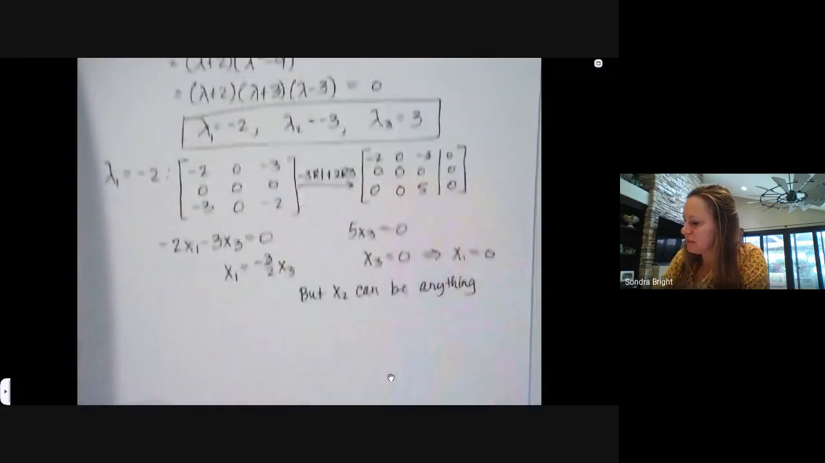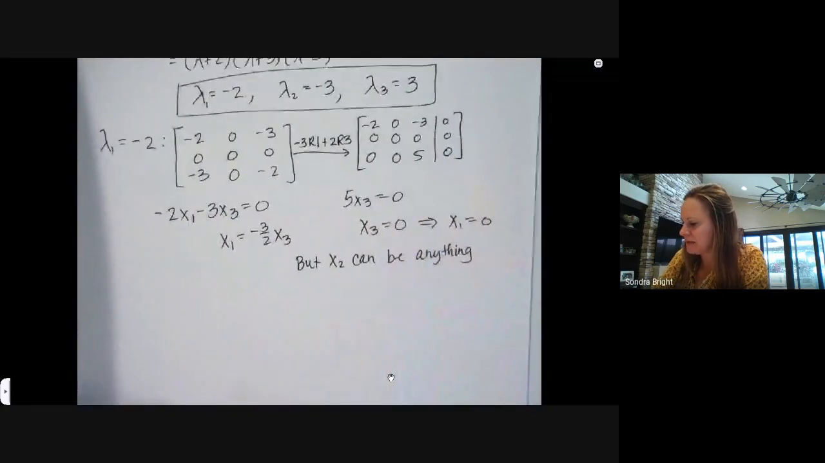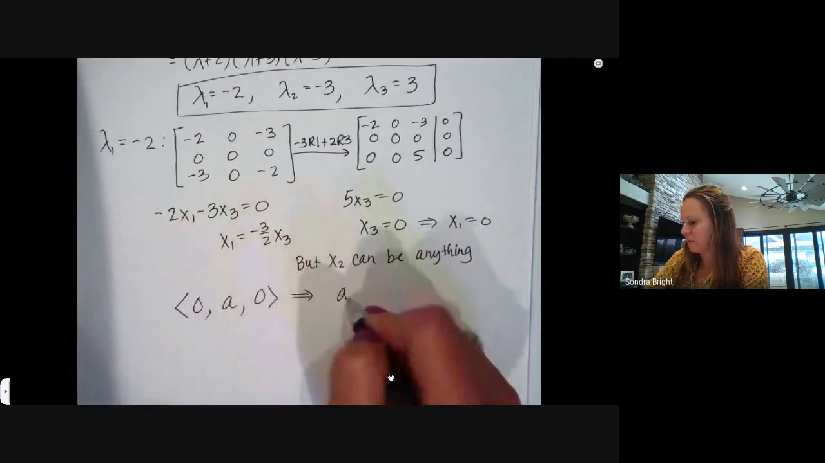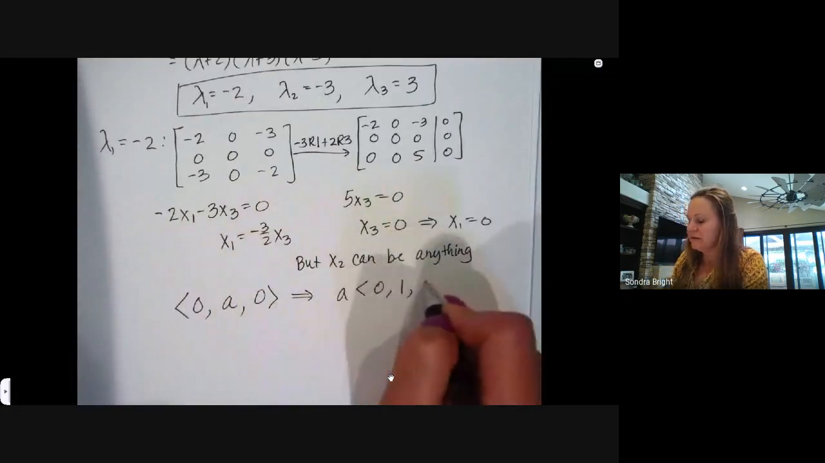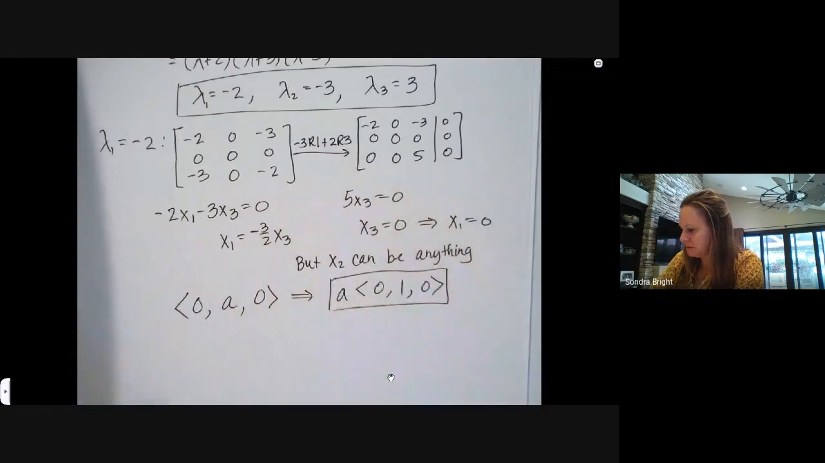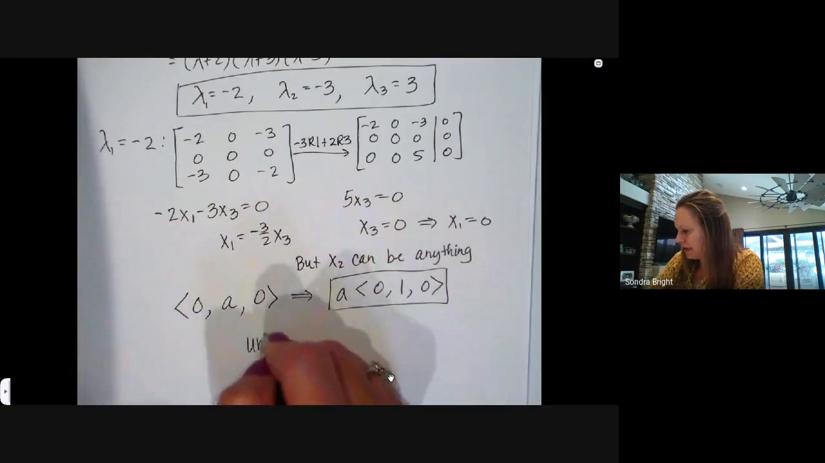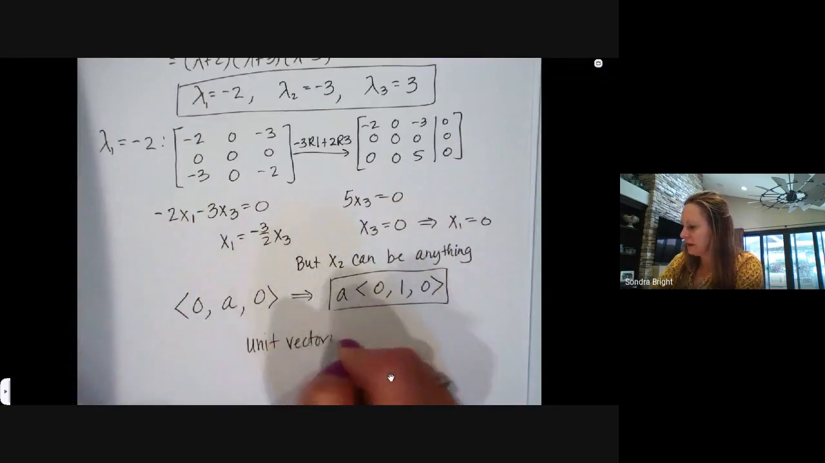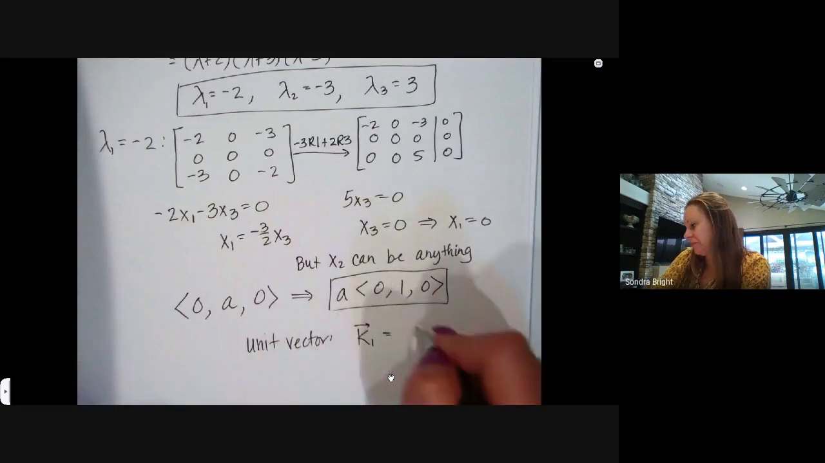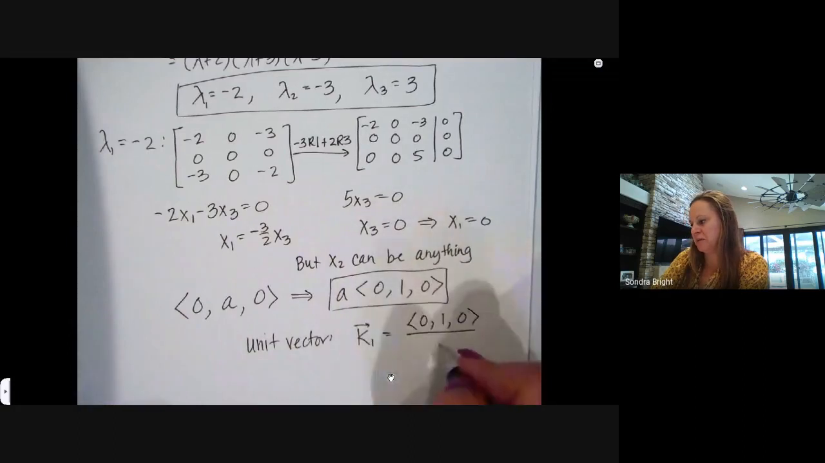All right, so what does that mean? My eigenvector will be a 0, an A, and a 0, which means when I factor out the A, I'll have a 0, 1, 0. There's your eigenvector. We want the unit eigenvector for K. And that will just be a 0, 1, 0 over its magnitude, which will just be the square root of 0 plus 1 squared plus 0. And so it's just over 1.